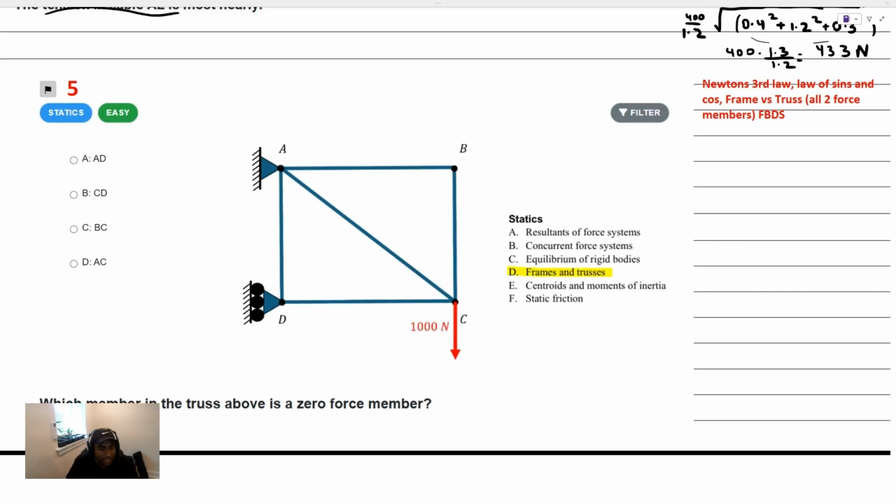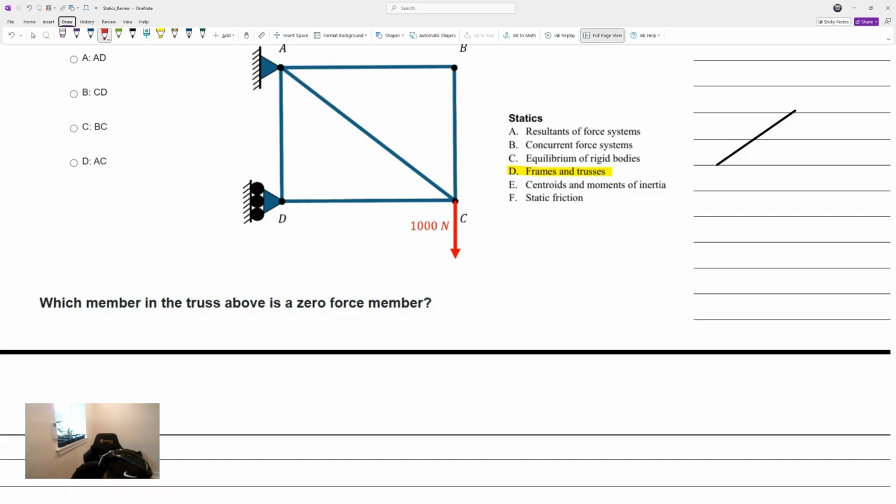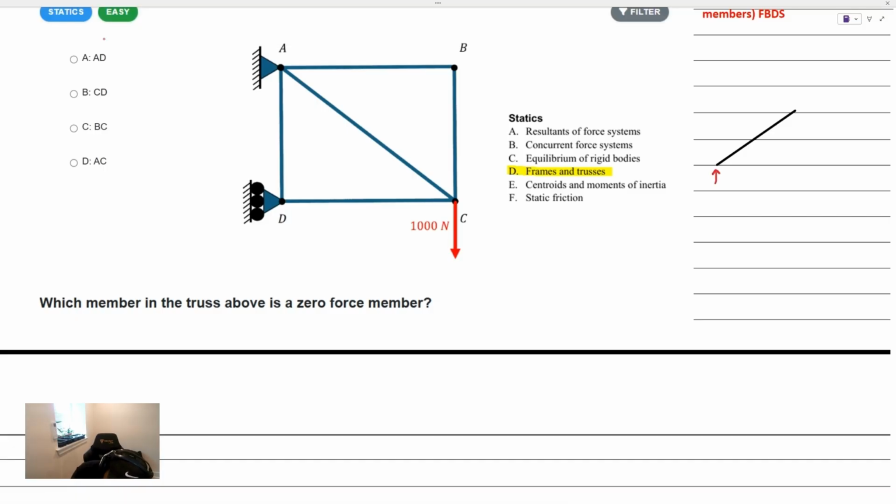Okay, so in this problem here, we have a truss and we're asked which of the members in the truss above is a zero force member. Okay, that looks a little bit better. All right, so we have a truss here, and a truss is just made up of two force members. And the idea of a two force member is super important when you're analyzing frames or trusses. Basically, you have an arbitrary member here with no forces along its span, and it'll be pinned at both ends.